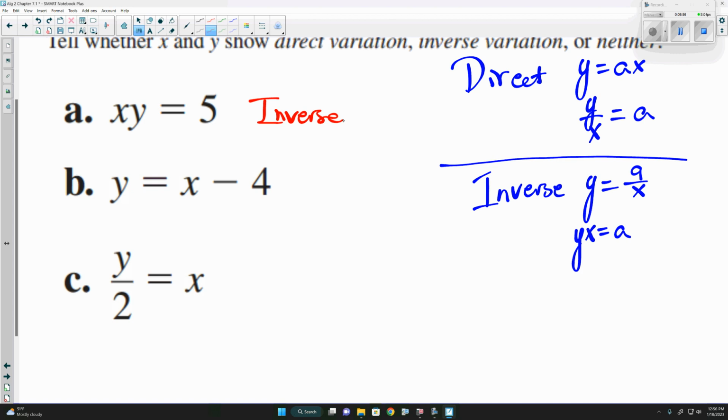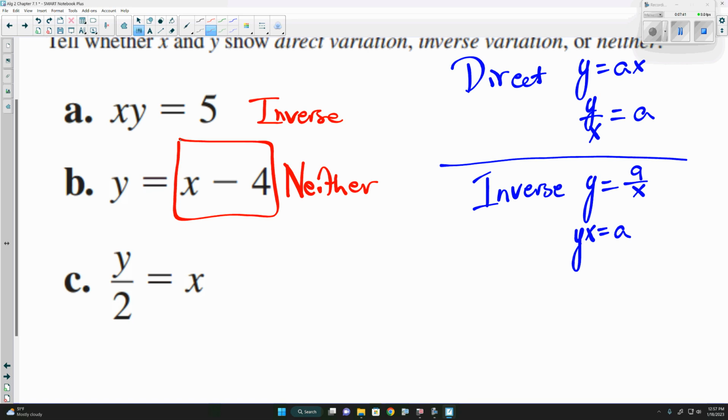Let's look at B. Would we say direct or inverse? Because we do have direct, inverse, or neither. It is neither. Now there is one giveaway that it is neither. What are the x and 4 doing? What's our operation? Subtraction. With direct variation, our variables are being multiplied or divided, yes? With inverse, we're multiplying or dividing. We don't have addition and subtraction with direct or inverse variation. That's a dead giveaway that it's neither.